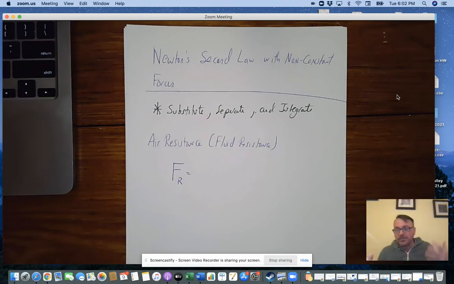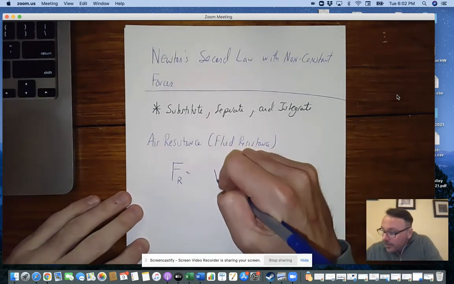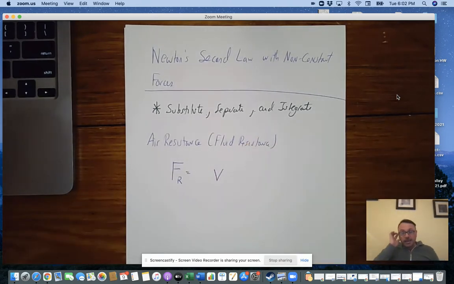So what factors affect this force? Well, the main factor that affects this force, and we've discussed this in the past, is how fast you're going. Because the greater the rate at which you're moving through the fluid, the more particles per unit time you encounter, therefore the larger aggregate force that comes back. So what we're going to have here is a symbol for that velocity.